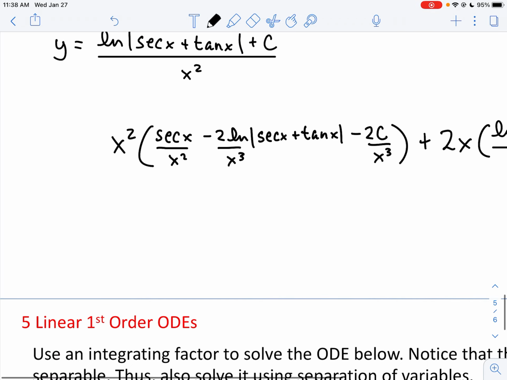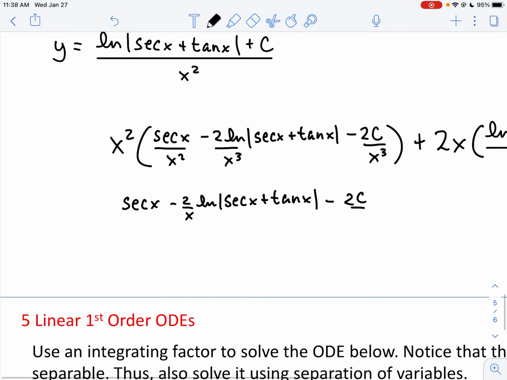Distribute the x squared. So we get a nice clean secant x to start, minus, distributing the x squared is going to leave an x down in the denominator here because there's an x cubed, so it's going to be minus 2 over x times the natural log of absolute secant x plus tangent x. And then minus, distribute, it's going to be minus 2c over x.